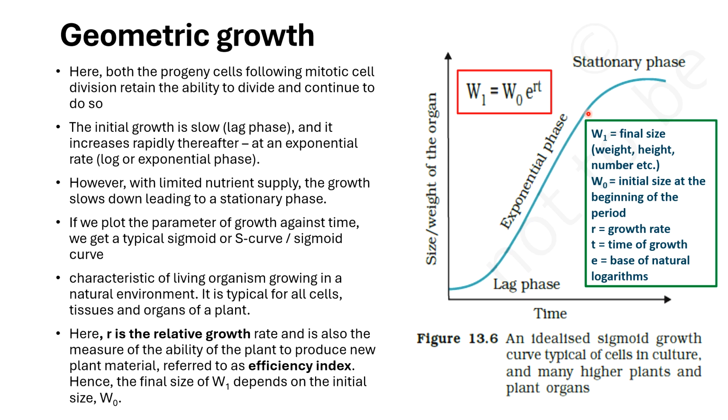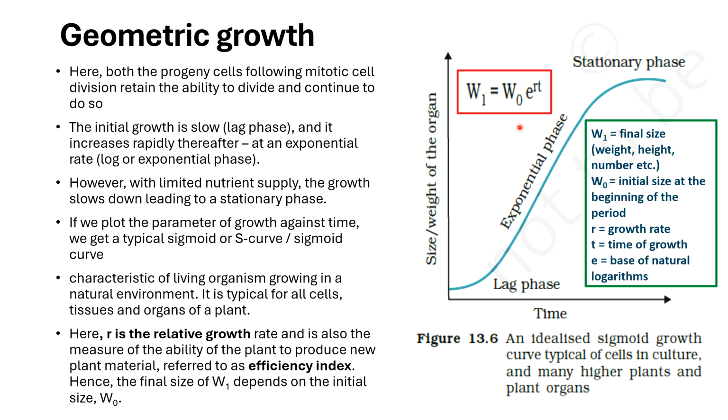Then after some time, or the saturation time, the nutrients will be limiting. So in this situation, the growth will tend to slow down or become stagnant. That is called the stationary phase. Is that clear? Initially, it will have a slow or the lag phase, then a rapid or exponential phase, followed by a stationary phase, in which we will have the limited nutrient supply.